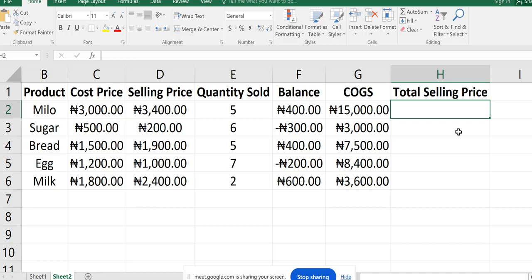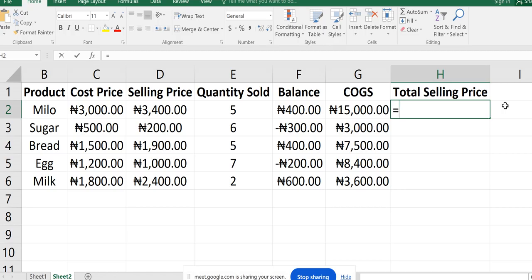Now, how do we get the total selling price? The amount you sold, or probably the amount that the buyers are willing to pay. You understand? Normally when we have selling price, it means you sold it. So it's just the amount sold, and that will be selling price times quantity sold. Very good. So how do we do that?